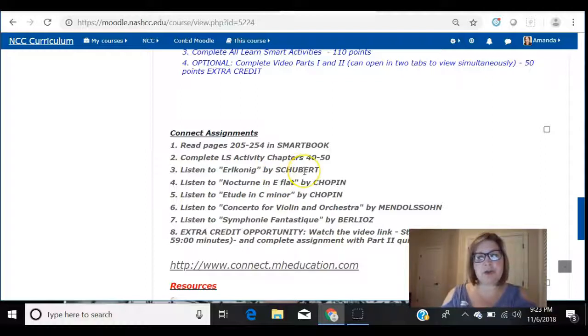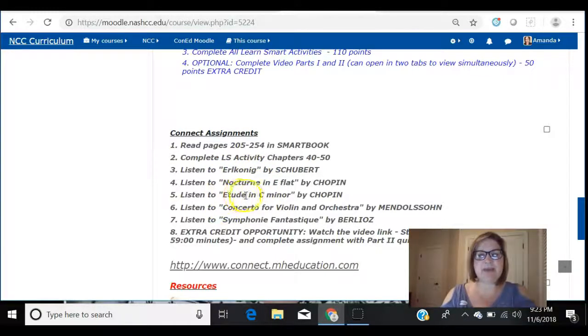This is Schubert, and then you have a composer named Schumann, and this is Chopin, not Chopin. All right, and then we have Mendelssohn, and then we have Berlioz, and this is Erlkönig, or the Earl King.